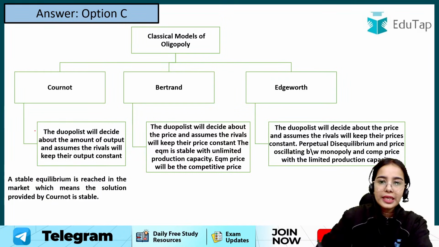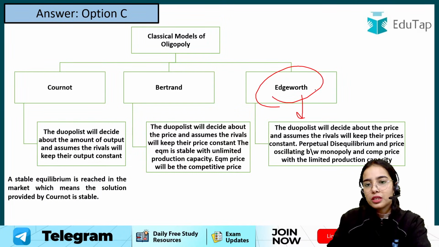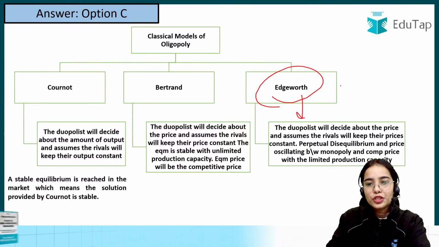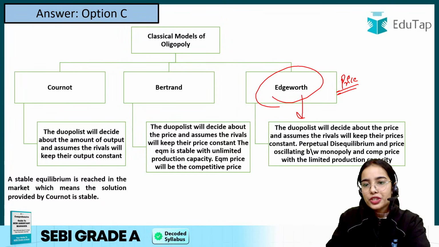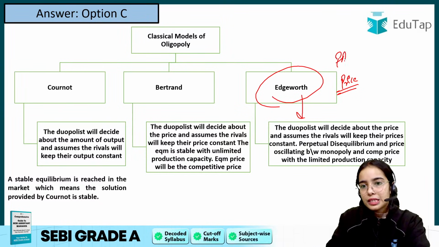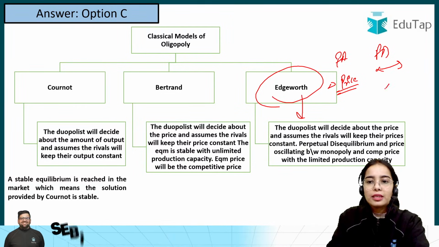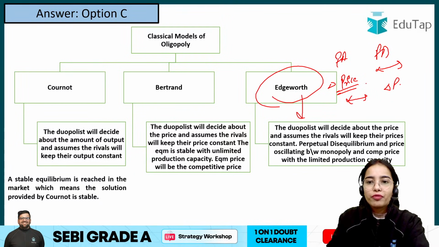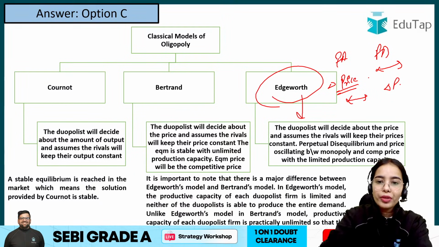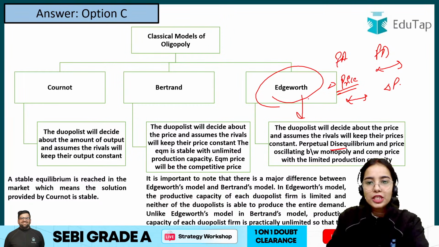So here you can see that in the Edgeworth duopoly model, it is assumed that the firm can change its price. A firm is thinking that I can change my price, the other firm will keep its price constant. The firm B is thinking the same, that I can change my price, the other firm will keep its price constant. So the disequilibrium is present in the Edgeworth duopoly model.